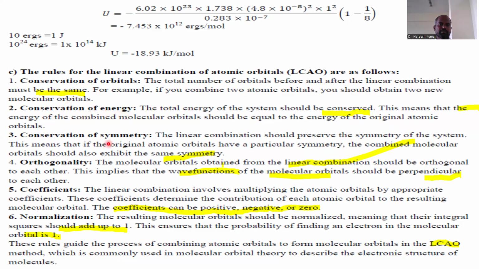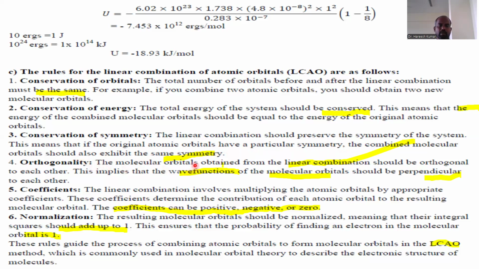Conservation of energy: the total energy of the system should be conserved. This means that the energy of the combined molecular orbitals should be equal to the energy of the original atomic orbitals. Conservation of symmetry: the linear combination should preserve the symmetry of the system. This means that if the original atomic orbitals have a particular symmetry, the combined molecular orbital should also exhibit the same symmetry.